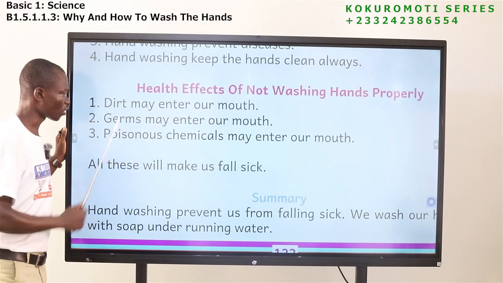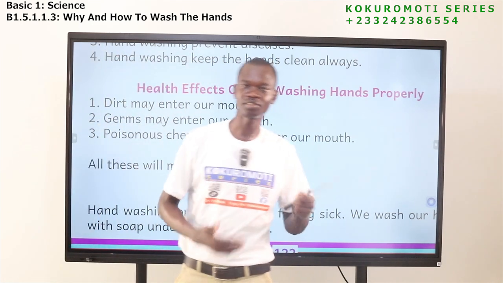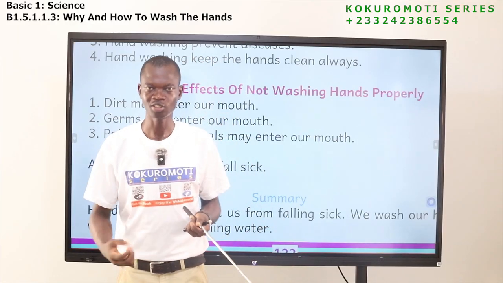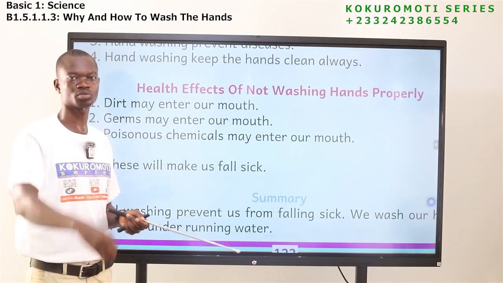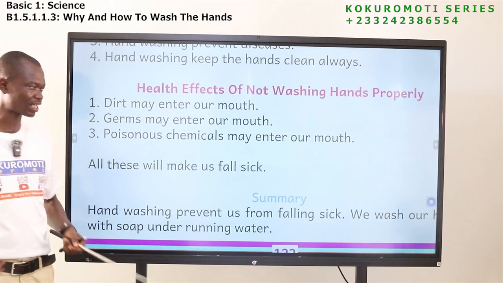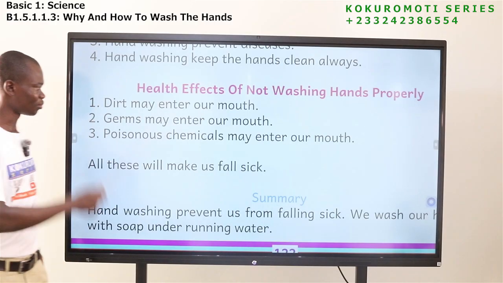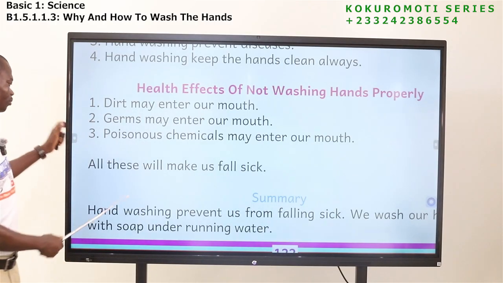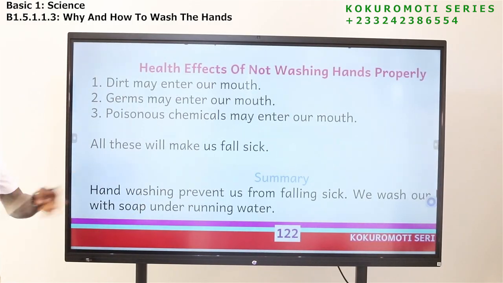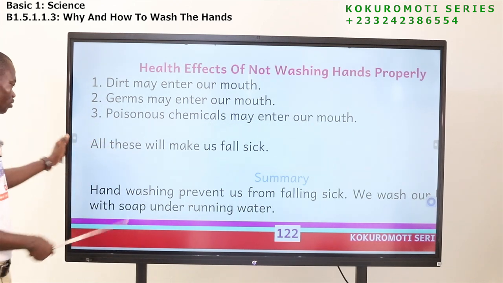The next one, poisonous chemicals may enter our mouth. So you see, in our daily activities, we touch so many things. Some of the things that we touch are poisonous. So if you are going to eat and you don't wash your hands well, these poisonous substances will go into our body and it will affect us. So we need to wash our hands properly so that poisonous chemicals may not enter our mouth. So all these will make us sick. In fact, all these things will make you sick if you don't wash your hands properly. You fall sick.